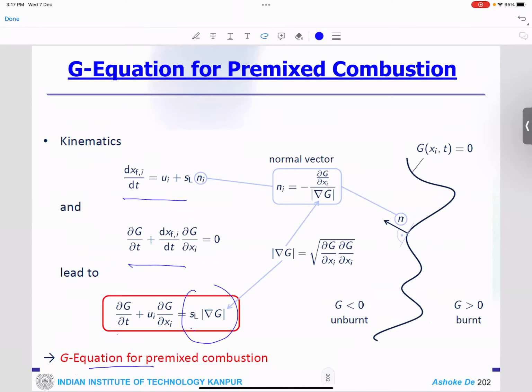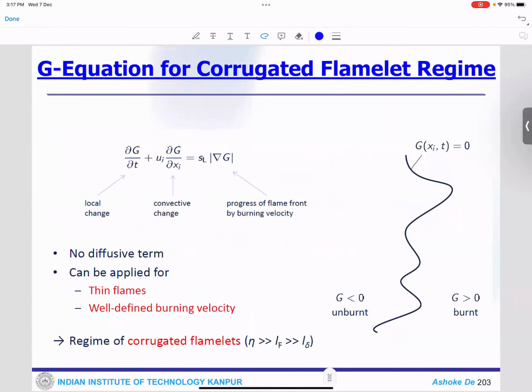So in a reacting system, you are going to track that flame front using this isosurface. The idea is very simple. It is just like a surface that you have, and without bothering too much, you just track that surface so that you get that information.